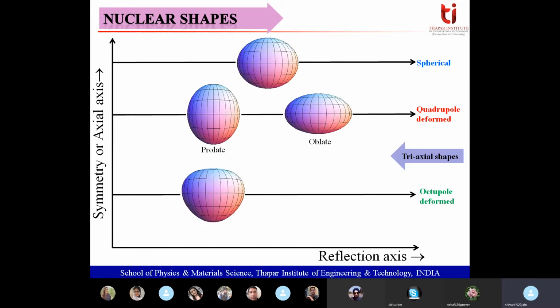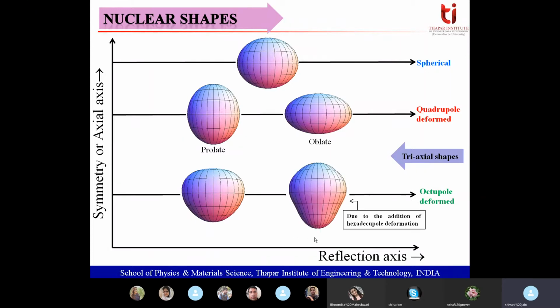Now, if we differentiate between the biaxial and triaxial shapes, in biaxial shapes you can see that these shapes have symmetry around both the horizontal and vertical axis, but octupole nuclei have symmetry only around the vertical or axial axis, and they break their symmetry around the reflection axis. I have shown another picture of octupole deformed nuclei. This is when we introduce higher order hexadecapole deformation.